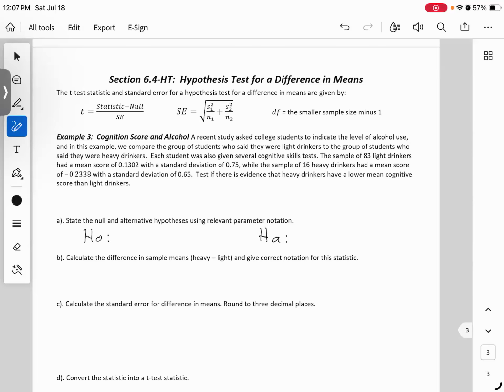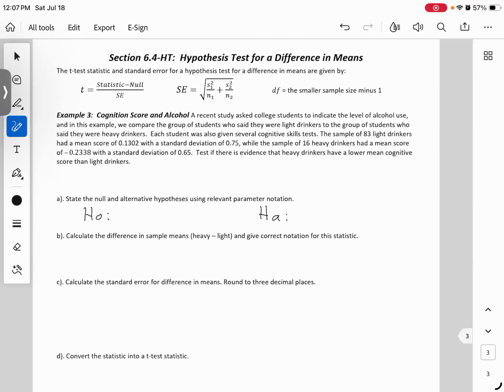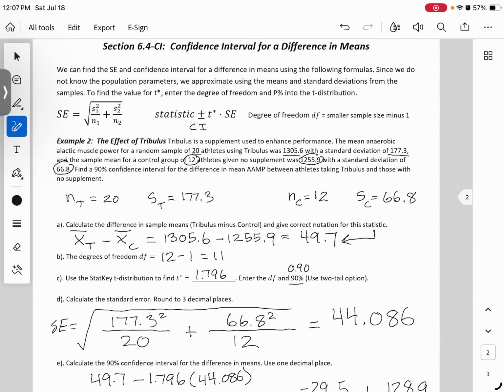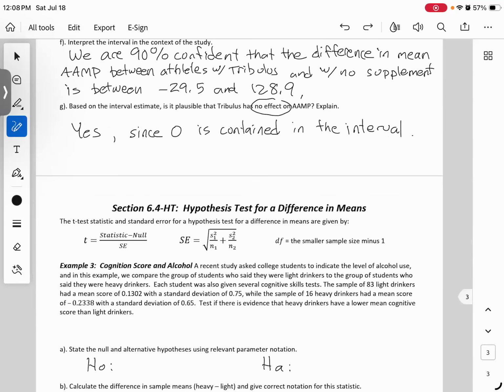I want you to pause the video, read it, and a couple things I want you to do while it's being paused is I want you to do just like we did over here. Find these things for this new example. Like, what was the sample size for group one? What was the sample size for group two? What was each of their standard deviations? Here, I'm going to do a little bit of that, just getting set up.